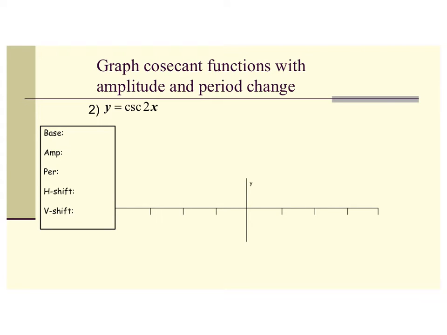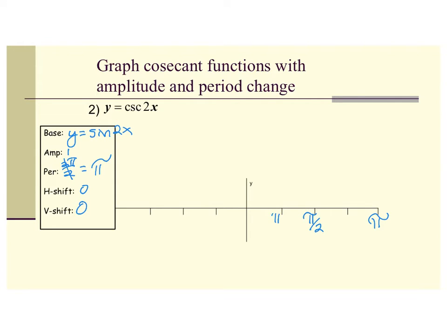All right, cosecant. What is the base function? Y equals sine 2x. That's the points we're going to plot. Amplitude in this case is 1. Period is now 2 pi over 2, which is pi. Horizontal shift is 0. Vertical shift is 0. We have 2 pi. Nope, pi. So we're pi.